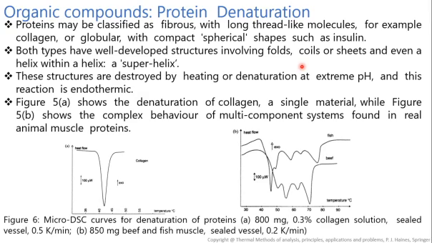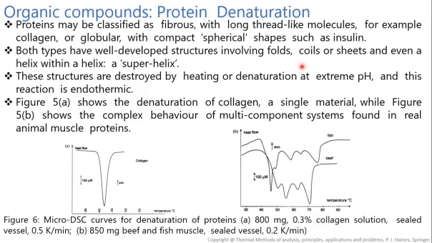Then next one is the organic compounds. That is the next point, protein denaturation. Proteins may be classified as fibrous, with long thread-like molecules, for example collagens, or globular, with compact spherical shapes such as insulin. Both types have well-developed structures involving folds, coils, or sheets, or even a helix within a helix. We can say a super helix is there.